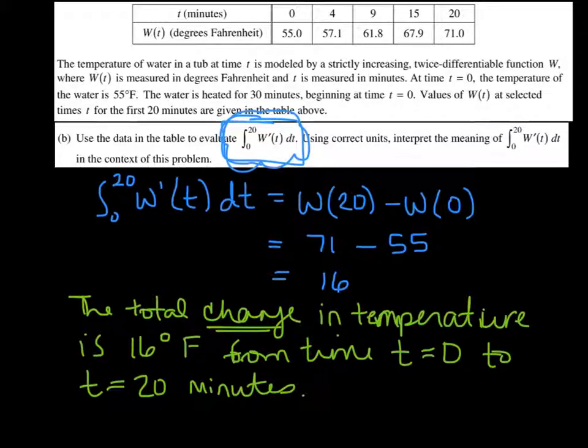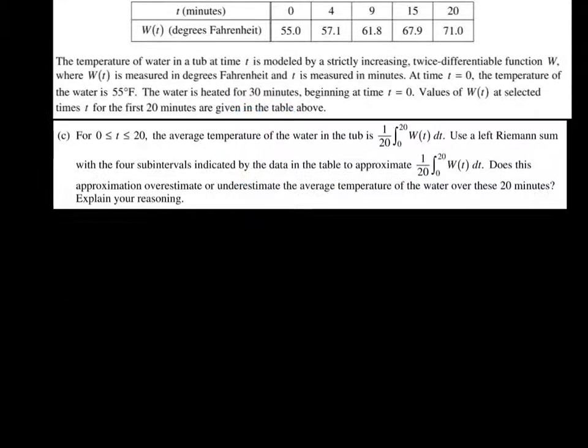All right, let's take a look at part C. Letter C says, for the time interval 0 to 20 minutes, the average temperature of the water in the tub is 1/20th the integral from 0 to 20 of W of T dt. Use a left Riemann sum with 4 subintervals indicated by the data in the table to approximate that average. Does this approximate, overestimate, or underestimate the average temperature of the water over these 20 minutes? Explain your reasoning. Okay, we'll get to the second part of that in a second.